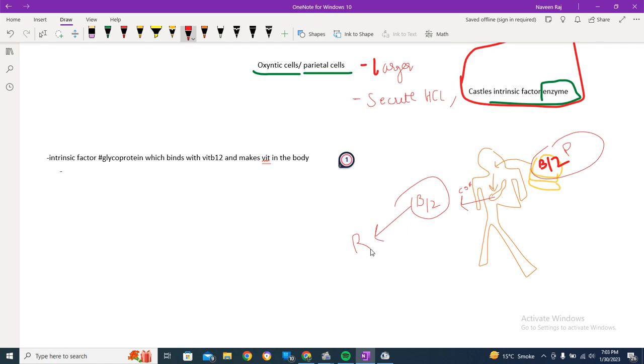Now what will happen is this: the released free vitamin B12 will attach to intrinsic factor, by the help of Castle's intrinsic factor enzyme.